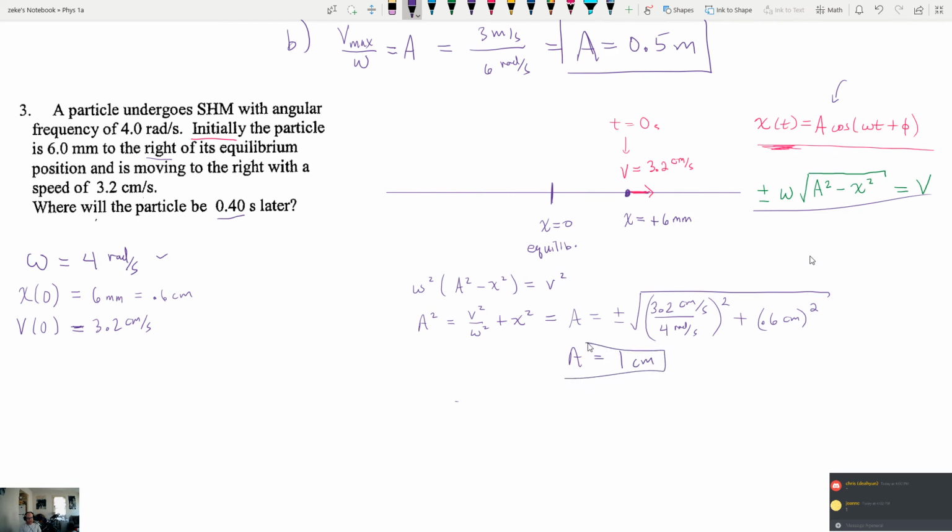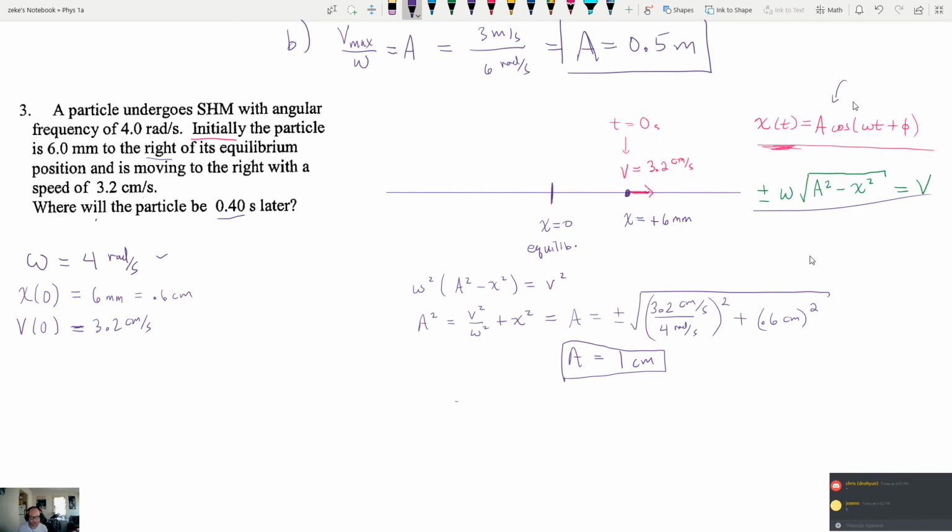Okay. Now, we only have one variable left, right? Our goal is to write x as a function of time so that we can find where the particle will be 0.4 seconds later. And we've already found A, we have omega. It's just phi that remains, right? Phi is the last thing that we need to figure out.